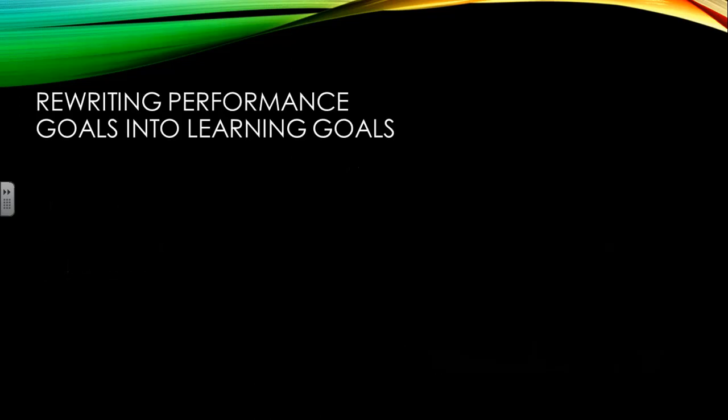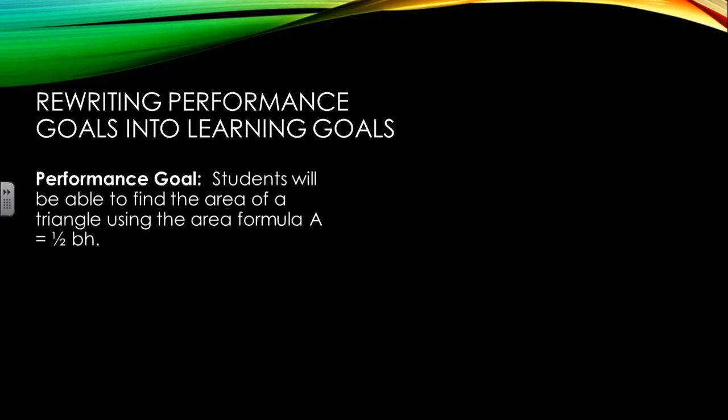The goals we sometimes see in our textbooks are performance goals. And although procedural practice is important, the book may not always address the conceptual aspects of the standards. So it's important for us to take a look at how to rewrite a performance goal as a learning goal. In this example, the performance goal states that students will be able to find the area of a triangle using the area formula A equals 1/2 base times height.